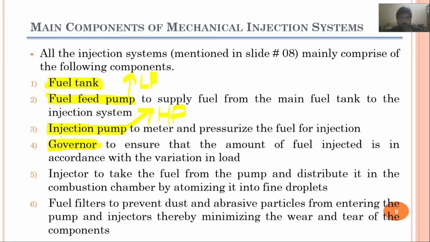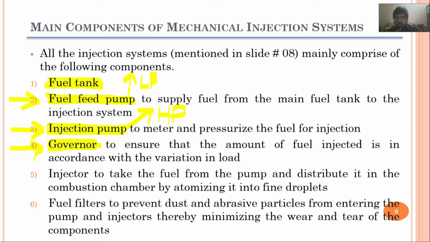I will explain the fuel feed pump, injection pump and governors in detail in the next couple of video lectures. So you don't have to worry about how they would be operating. I will explain these parts in the later classes.